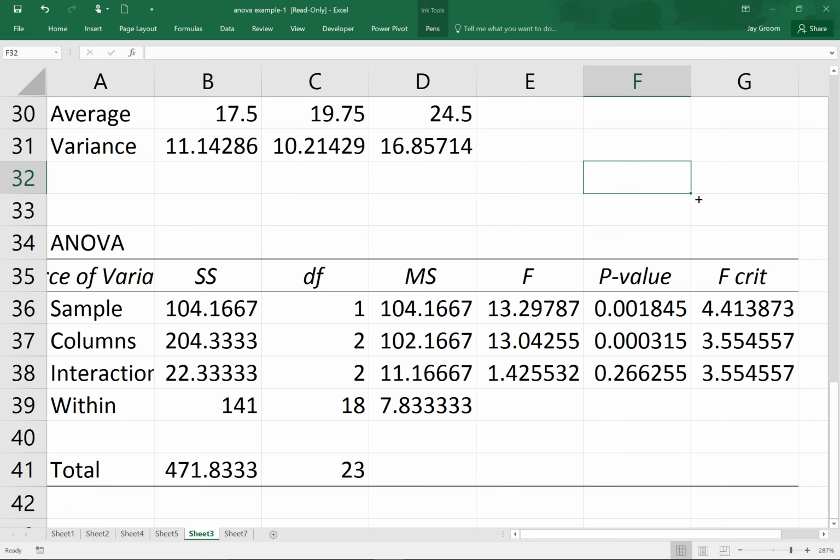Wait a minute. How many rows and columns are there? There's 3 and 2, right? 3 and 2 is 6. 24 minus 6 is 8. No, that's not right either. No, it's not important. I don't care. Okay? We'll get to it.